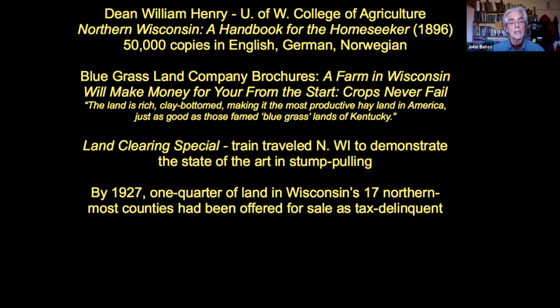The university sent up to the North Country here land trains called the Land Clearing Special, trying to demonstrate to folks how to pull stumps and how to clear the land so they can get started. Tremendous amount of effort, wonderful history to read, but to make it short, a massive failure. By 1927, 1/4 of all the land in Wisconsin's 17 northern counties were offered for sale as tax delinquent. People came, they tried, they failed, and they left.